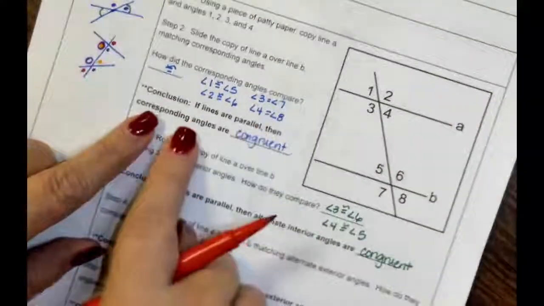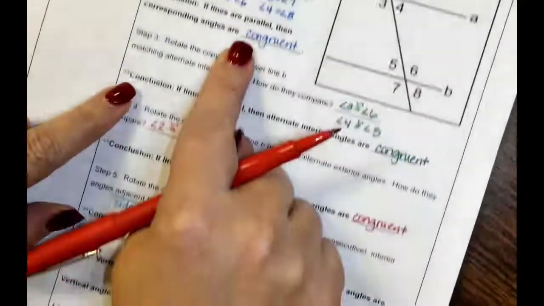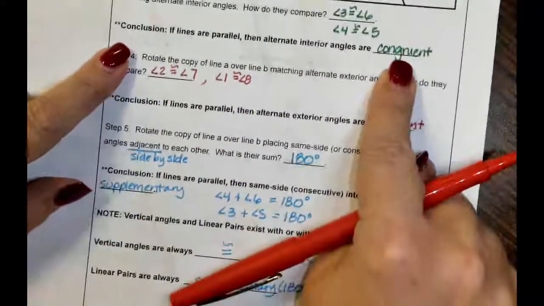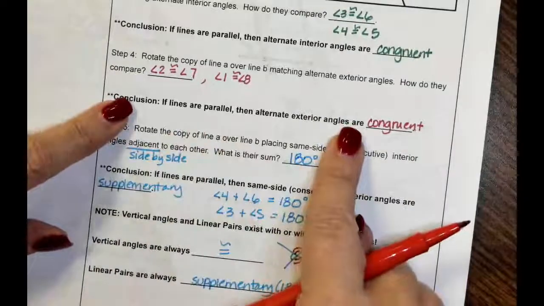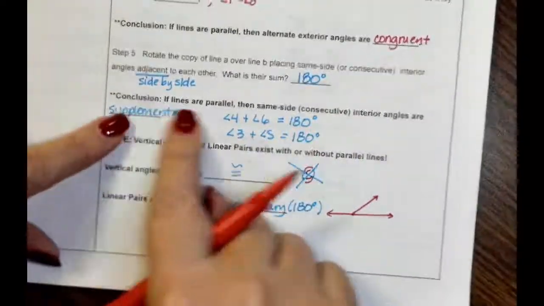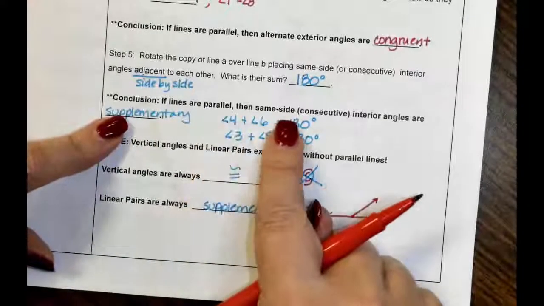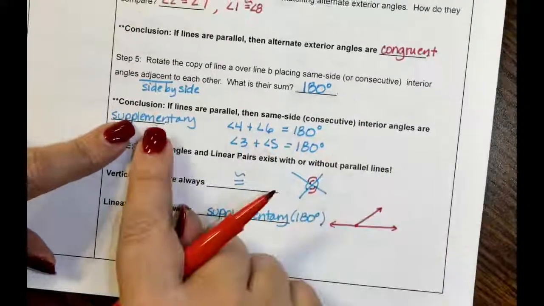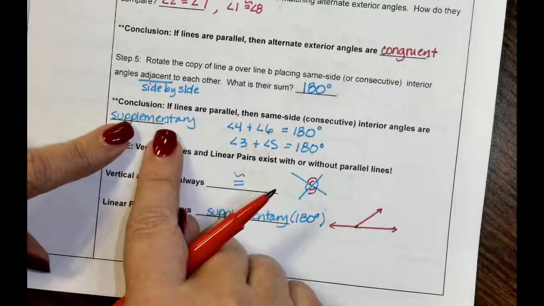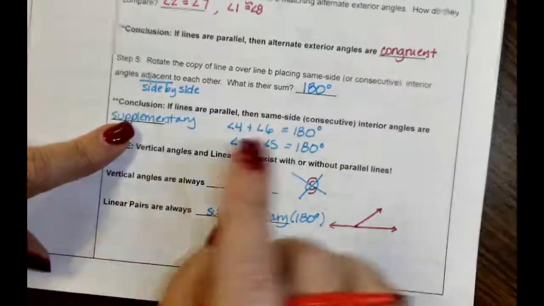If lines are parallel, corresponding angles are congruent. If the lines are parallel, alternate interior angles are congruent. If lines are parallel, alternate exterior angles are congruent. And if lines are parallel, then same side or consecutive interior angles are supplementary, or they add up to 180. Vertical angles are always congruent. Linear pairs are always supplementary.